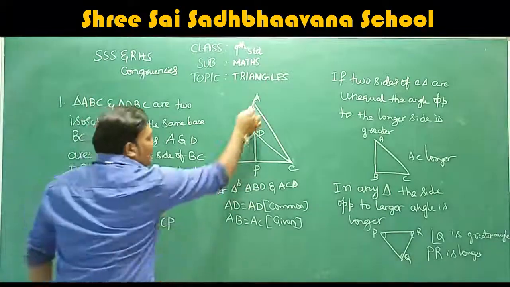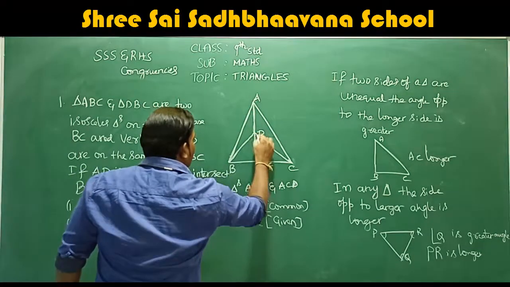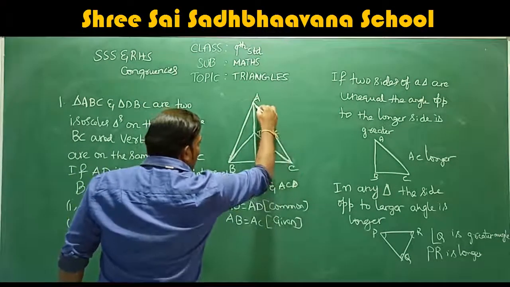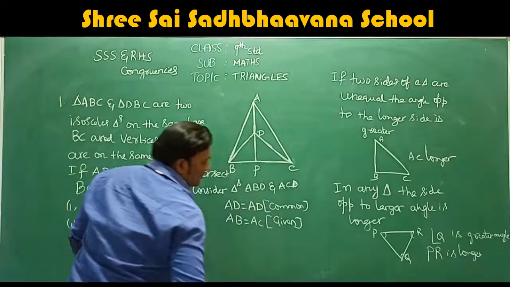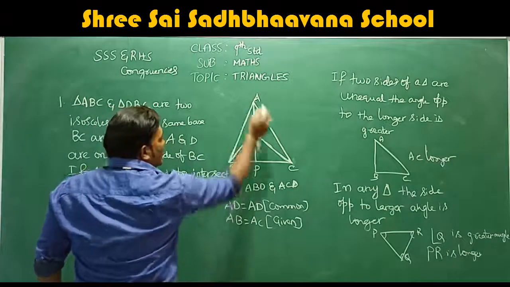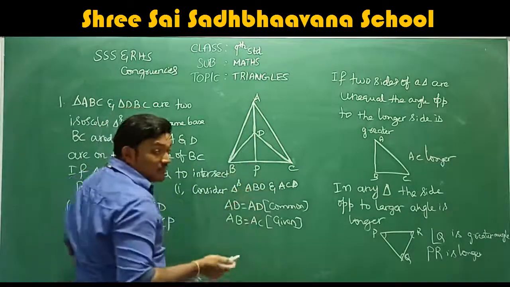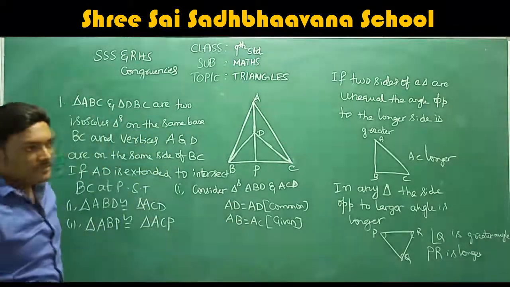That is given, and AD is equal to AD because it is the common side. See, we are considering these two triangles, ABD and ADC, sorry. For these two triangles, which is the common side? AD. AD is there for both the triangles. So AD is the common side. So one side we got, and AB is equal to AC because these are isosceles triangles. So obviously AB should be equal to AC. That is given.